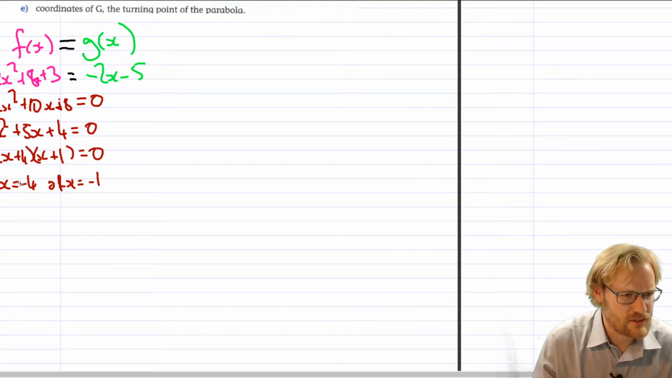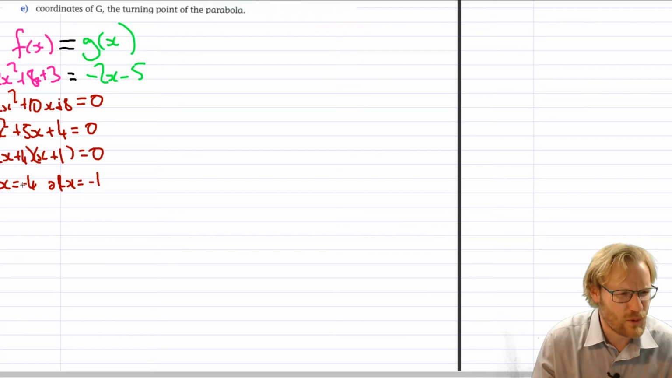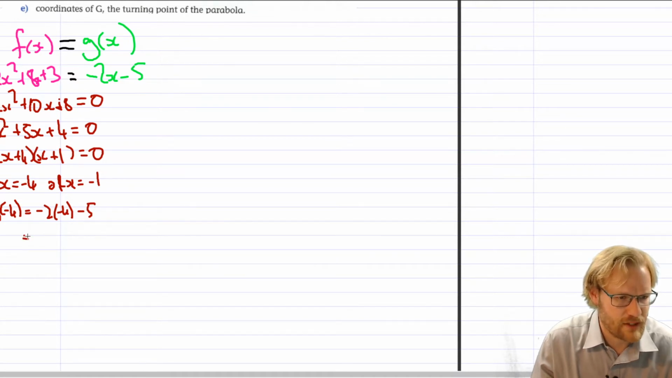If x equals minus 4, how are we going to find the y value? Well, it's on the parabola and it's on the straight line. I think it's easier to substitute into the straight line, but of course you could substitute into either. So we can just look at g of minus 4, which is minus 2 times minus 4 minus 5. That gives us 8 minus 5, which is 3.